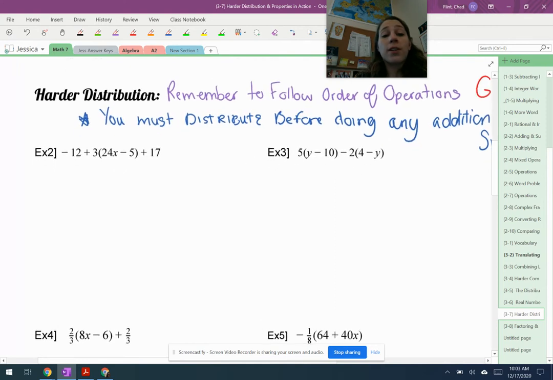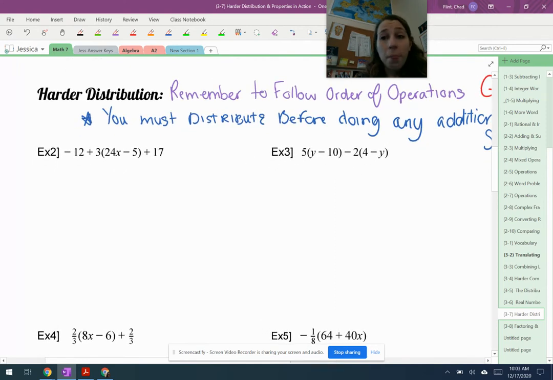So that applies directly to this example 2 here. The biggest mistake you guys are going to make is you're going to take that negative 12 plus 3, turn that into negative 9, and then distribute the negative 9, which is not what you're supposed to do. This blue little bubble here tells us that we need to distribute before doing any addition or subtraction.